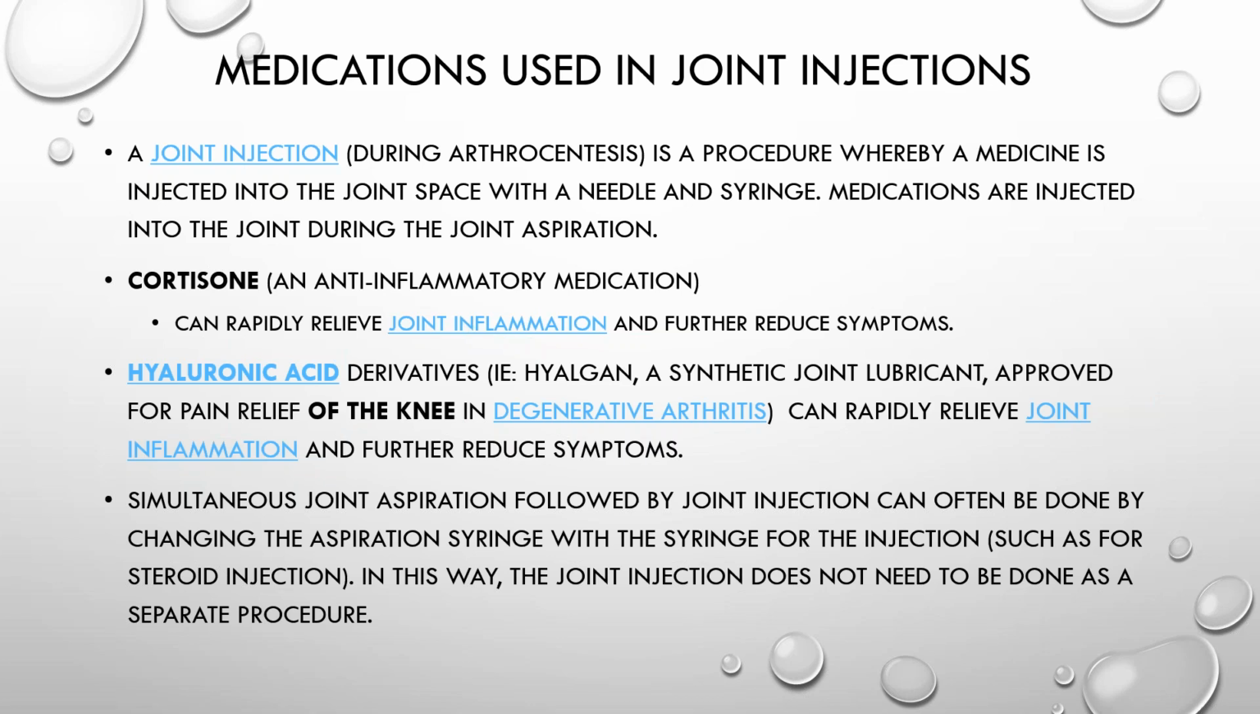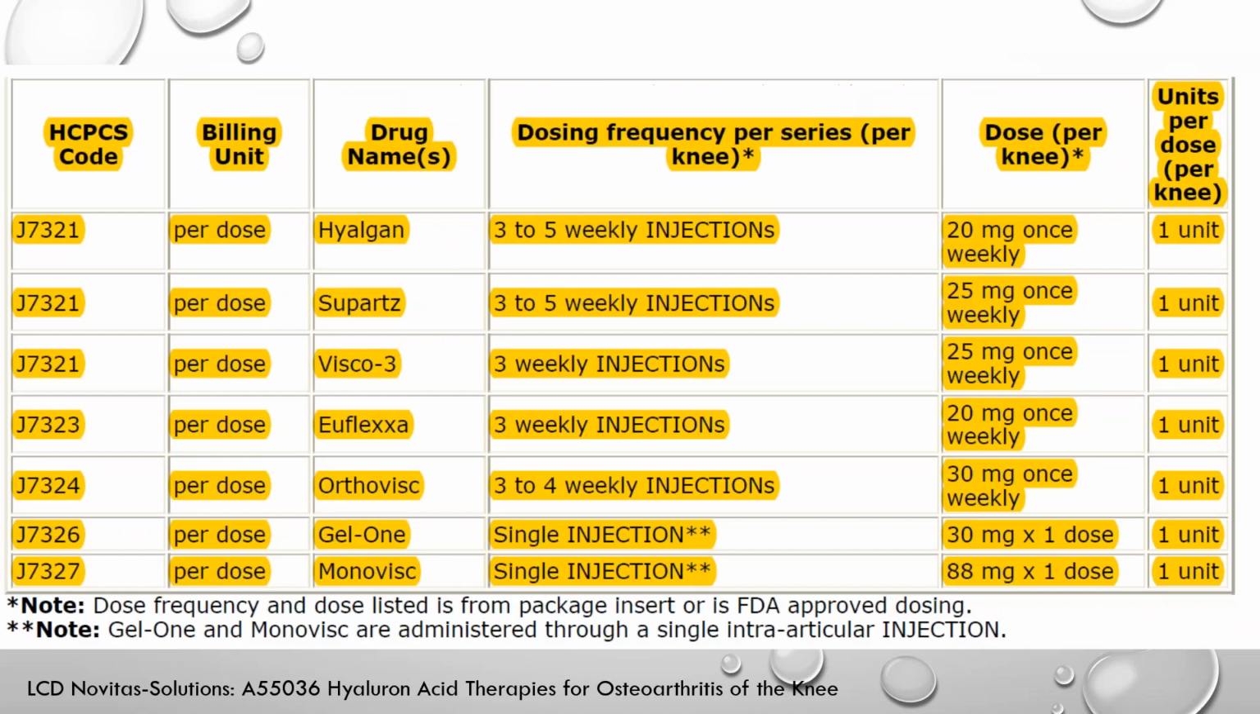So typically what will happen is that aspiration will take place first. The fluid is removed, followed by the injection, and this can be done without having to change out the needle. The needle is placed with a syringe, the fluid is taken out, then the syringe is replaced with another syringe that has the medication in it, and then it is simply injected. So it's not like the patient is going to have two separate injections, and it makes it much safer and less stressful for the patient.